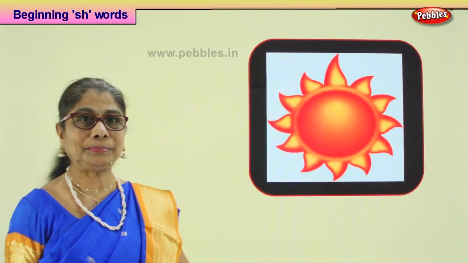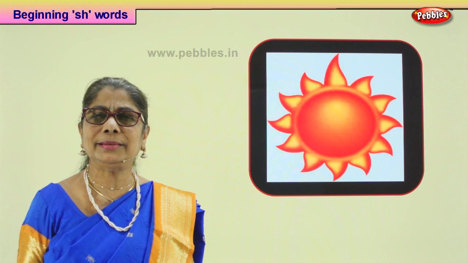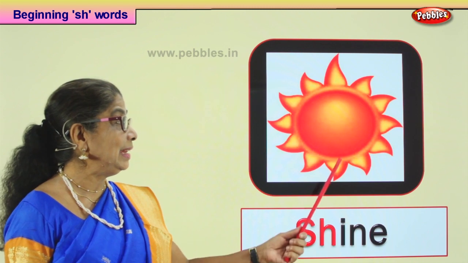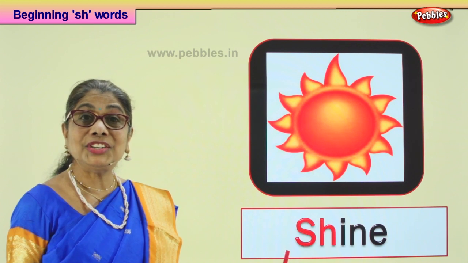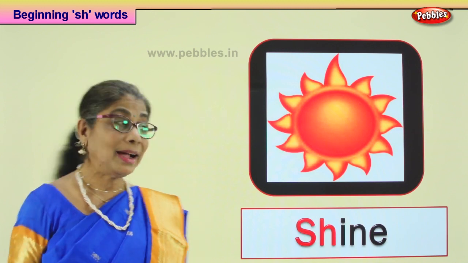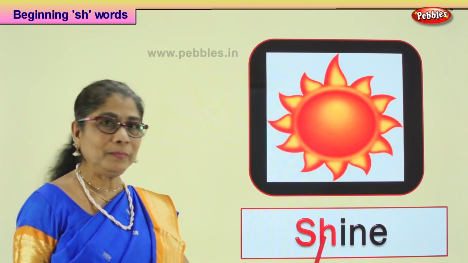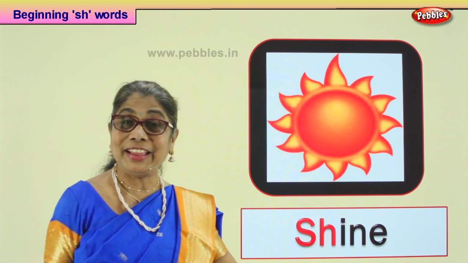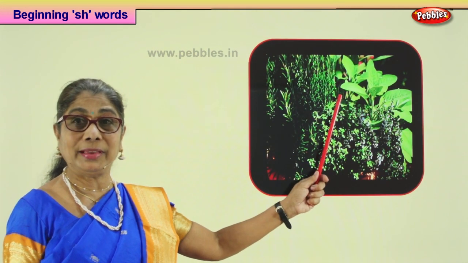What do we see here? You see the sun. What does the sun do? The sun shines. Yes? It gives us heat and light. Shine. The sun shine. You love the sunshine? You feel nice and warm. Plants are happy. So, shine. Beginning consonant digraph. Very good. Shall we go to our next picture and look what we have here?